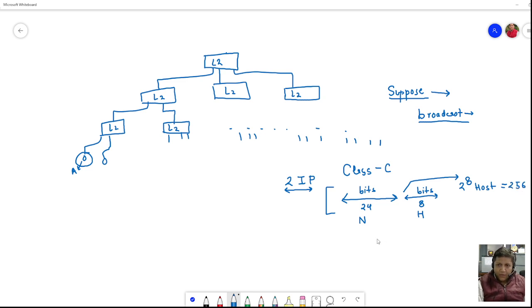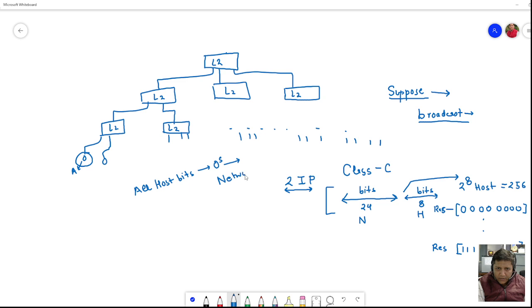host addresses. Now these 8 bits can have combinations from all 0 to all 1. So the first combination all 0 is reserved. And the last combination of all 1 is again reserved. So if all host bits, means the bits in the host part, are zeros, then this IP address is known as network address, and this address cannot be given to any host.